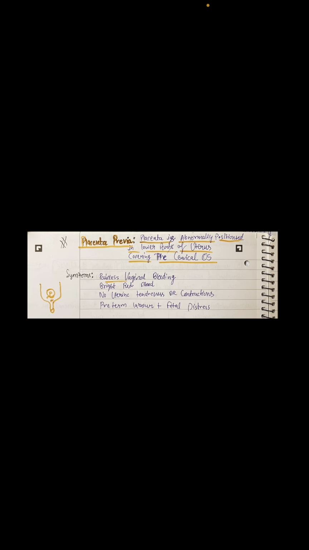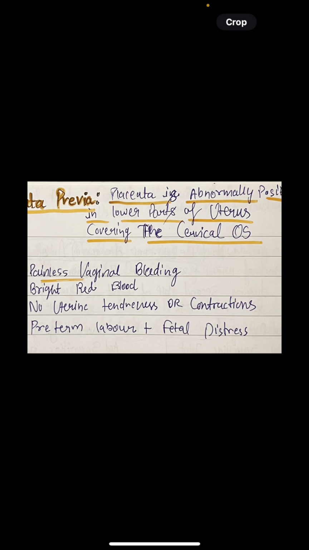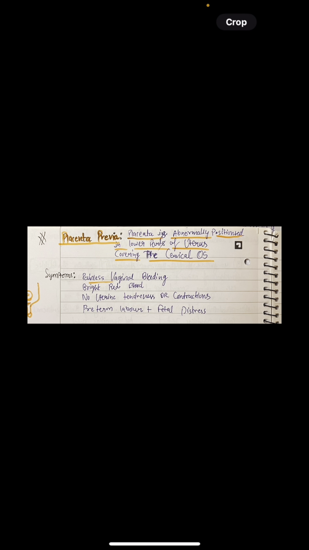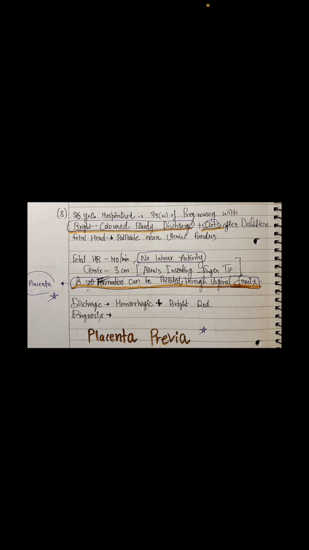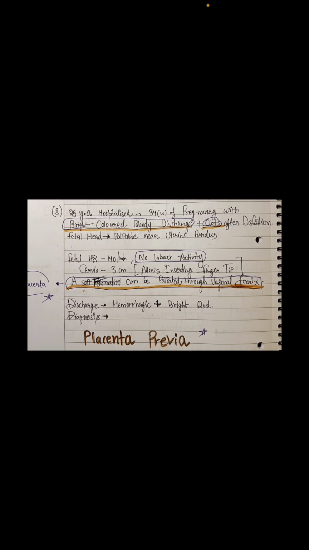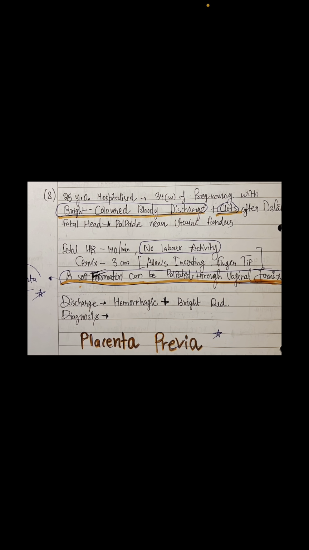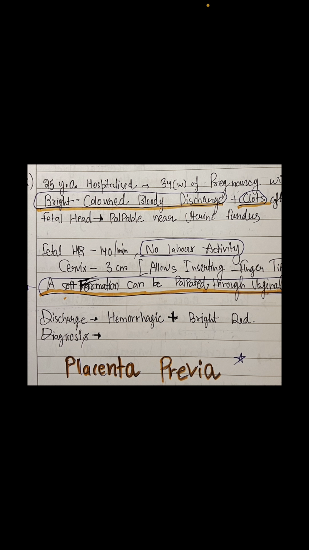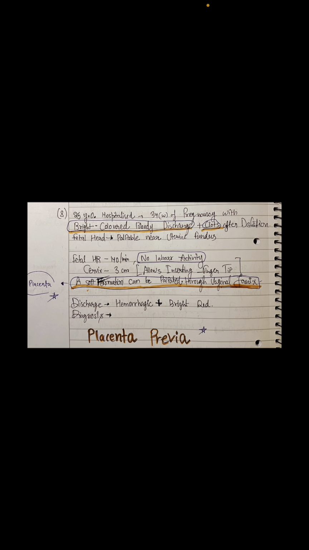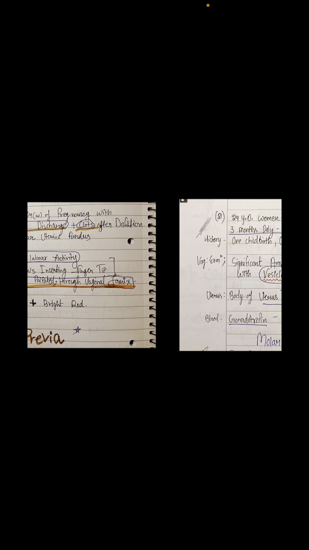So back to the definition part. Placenta is abnormally positioned in the lower part of the uterus, covering the cervical OS. This is simply placenta previa, and the question just screamed about it, that a formation can be palpated through the vaginal fornix. So discharge will be hemorrhagic, bright red for sure. So we will mark the placenta previa.